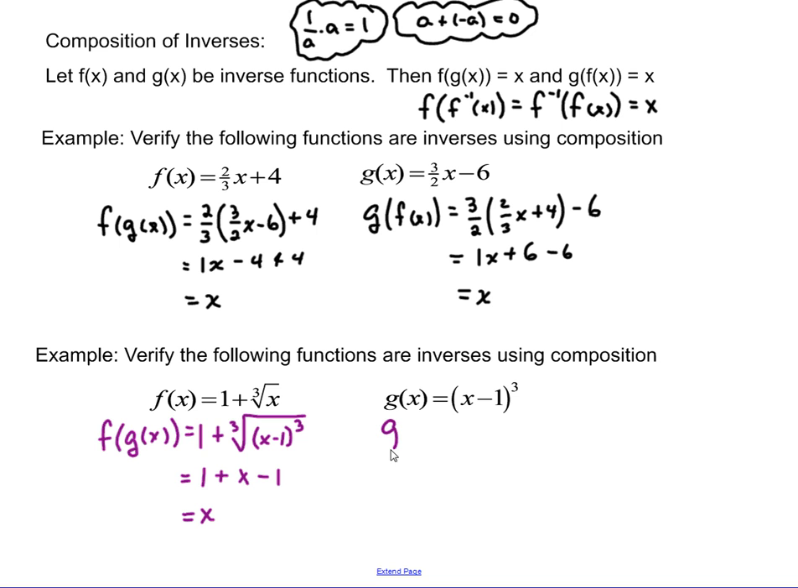Other way around? Sure, should work, right? G of f of x. Making the substitution, we're going to replace x with the quantity 1 plus the cube root of x minus 1 quantity cubed. When we simplify by subtracting our common terms, we're going to get cube root of x quantity cubed. And since these are reciprocal operations of one another, the cube and the cube root undo each other, leaving us with just x. And so, yes, we could say that f inverse of x in this second case is actually the function x minus 1 cubed.